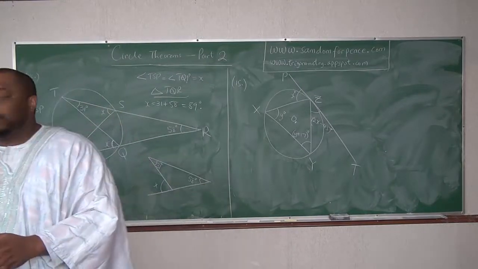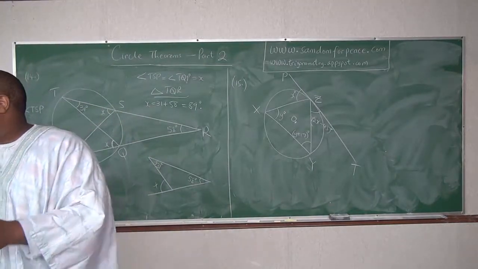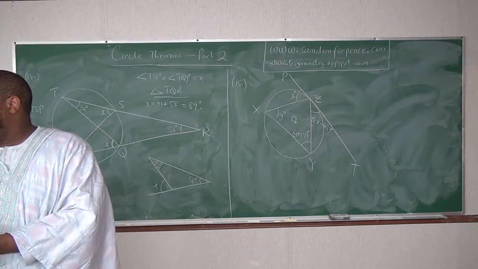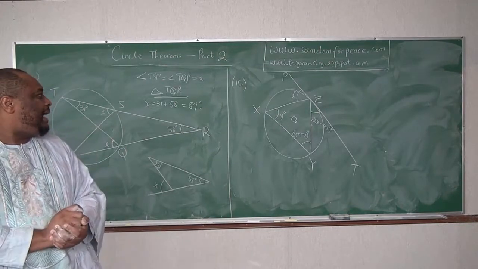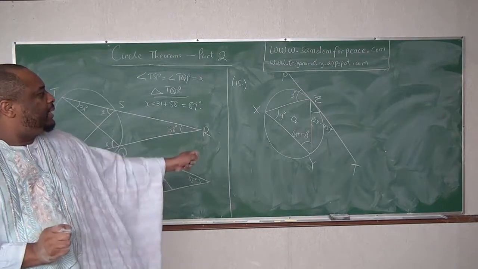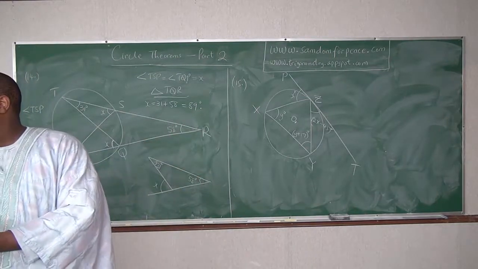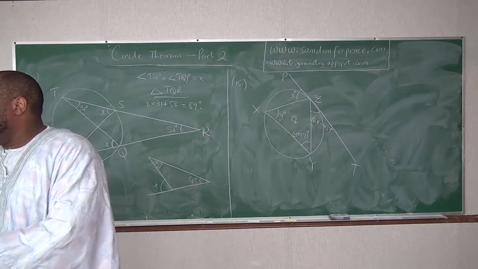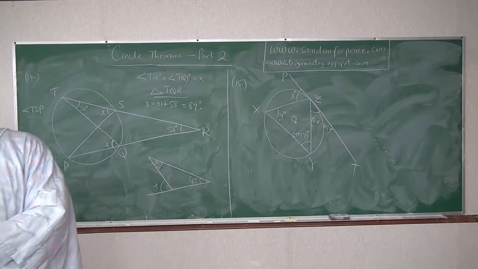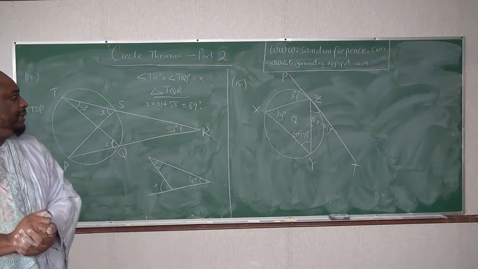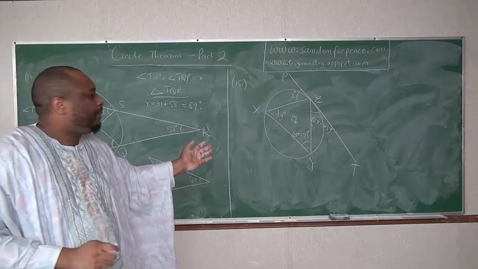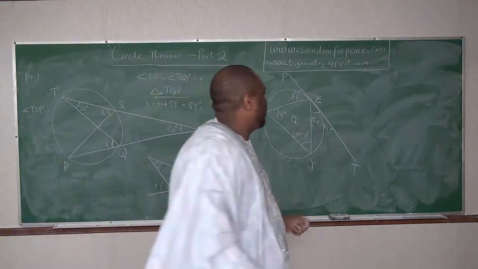It says, in the diagram, angle ZXY is y degrees, angle ZYX is y plus 17 degrees, angle PZX is x degrees, and angle YZT is 2x minus 43 degrees. Find the value of y.